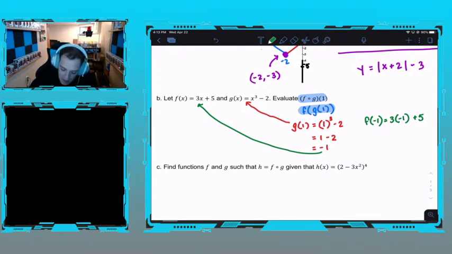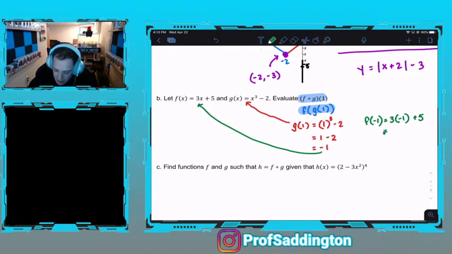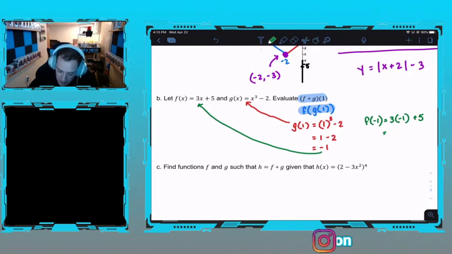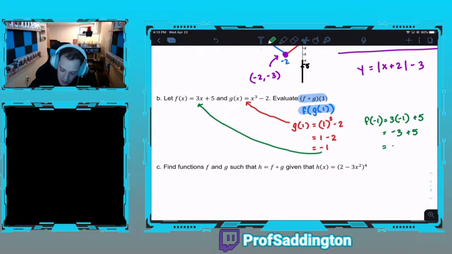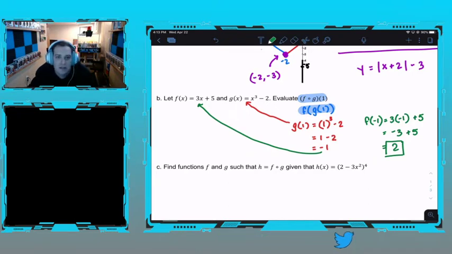And it looks like this is just going to be -3 plus 5, which will be 2. So based on the composition, that's your answer. You're done. Okay.